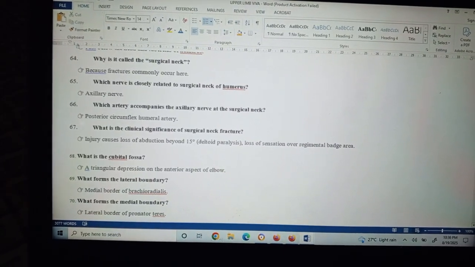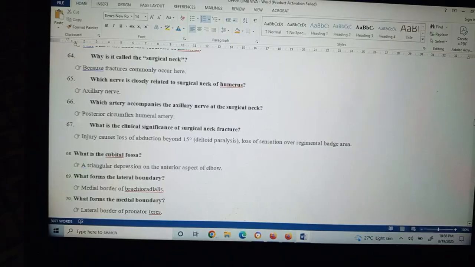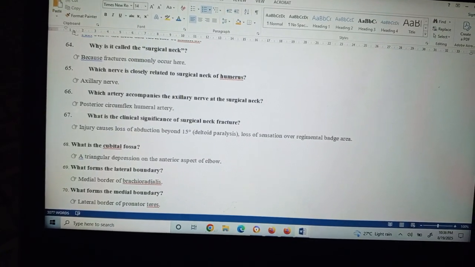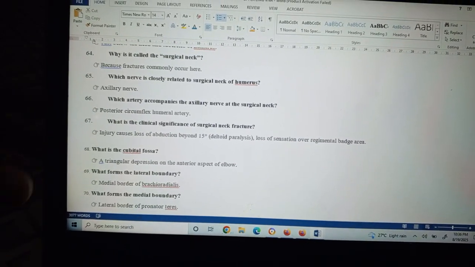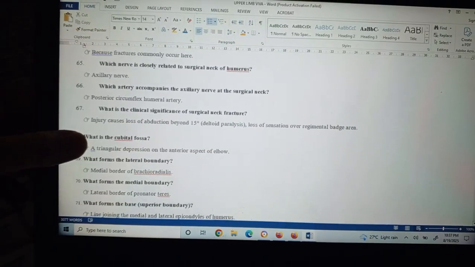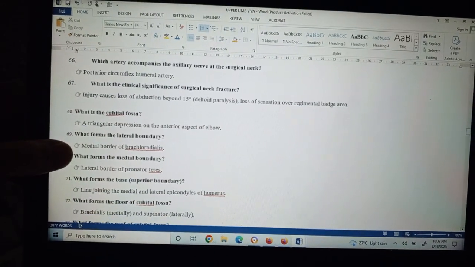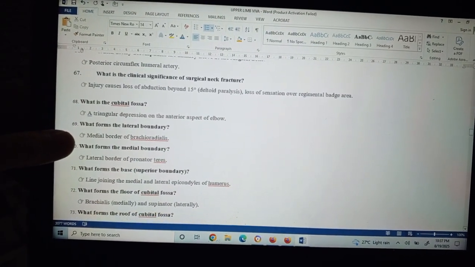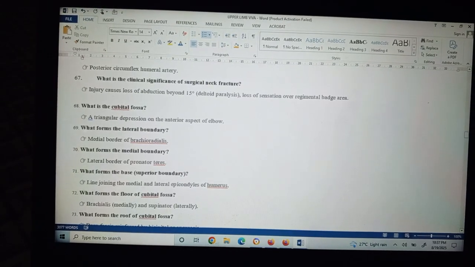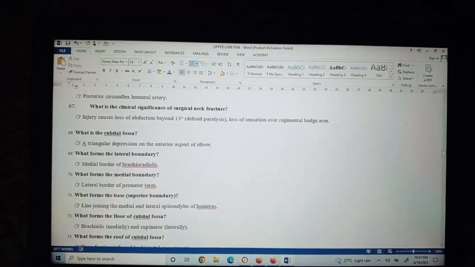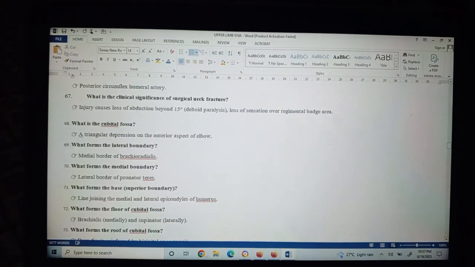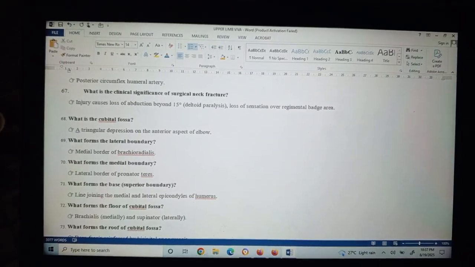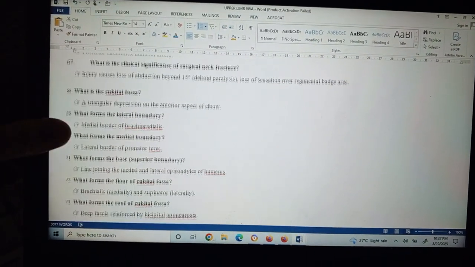Which nerve is closely related to the surgical neck of the humerus? Axillary nerve. Again, repeated four times. Which artery accompanies the axillary nerve? Posterior circumflex humeral artery. What is the clinical significance of a fracture of the surgical neck? Nerve injury causes loss of abduction beyond 15 degrees, deltoid paralysis, and loss of sensation over the regimental badge area, that is, the deltoid area.